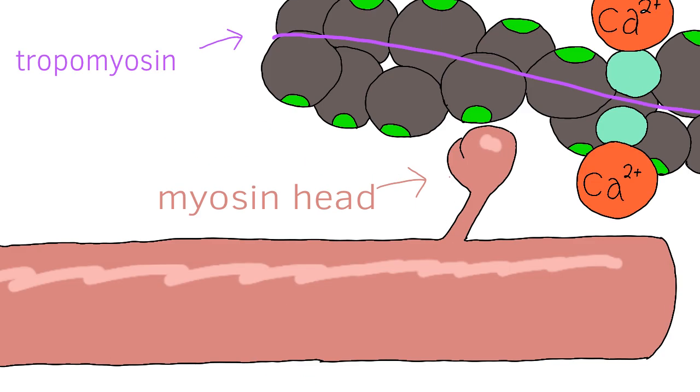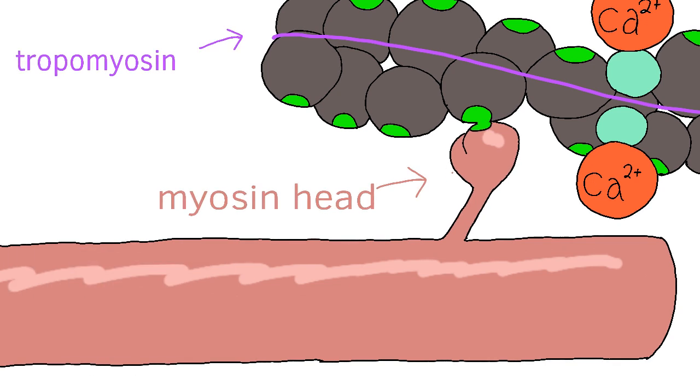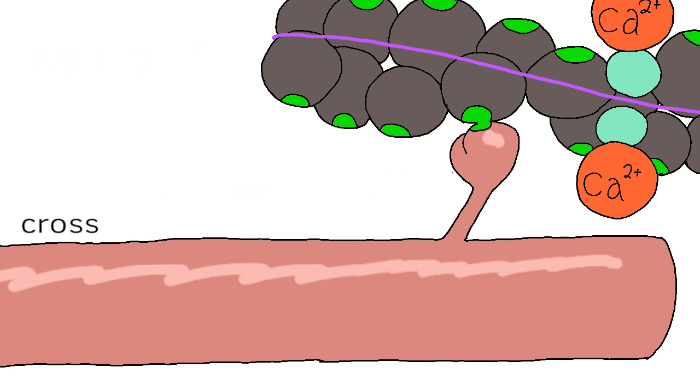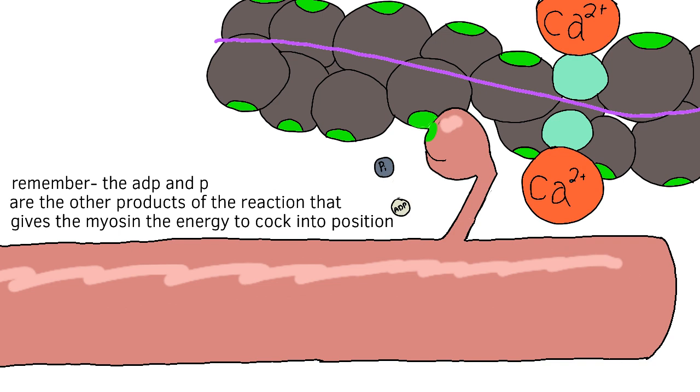The myosin head, which is in a cocked high-energy position powered by the energy released from the hydrolysis of ATP to ADP and phosphate, binds to the active site of the actin. This binding step is called cross-bridge formation. The myosin head pivots and changes to a low-energy bent state as it does so, causing the actin filament bonded to it to slide towards the center of the sarcomere. As this happens, the ADP and phosphate are released from the myosin heads.